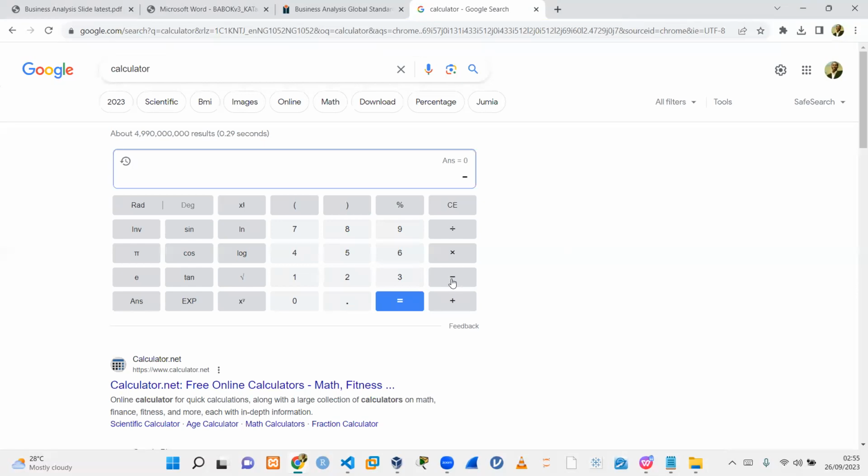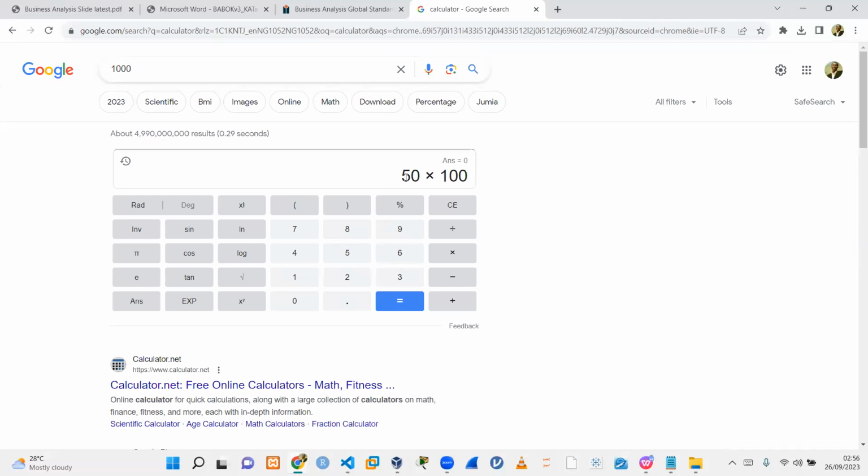Okay, let me just say minus $1,000. So let me put this in front. So it's not working. So let me just say you have an item cost $50, and you sold 100 pieces of it. Don't forget, you spent $1,000 in marketing.